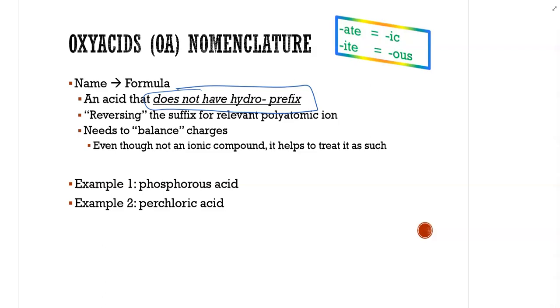We basically reverse the suffix, right? So if we had a suffix of some acid that ends in ic, we have to switch it back to the ate to know what polyatomic ion it came from. And then this next part is a little tricky. We're basically balancing charges here.